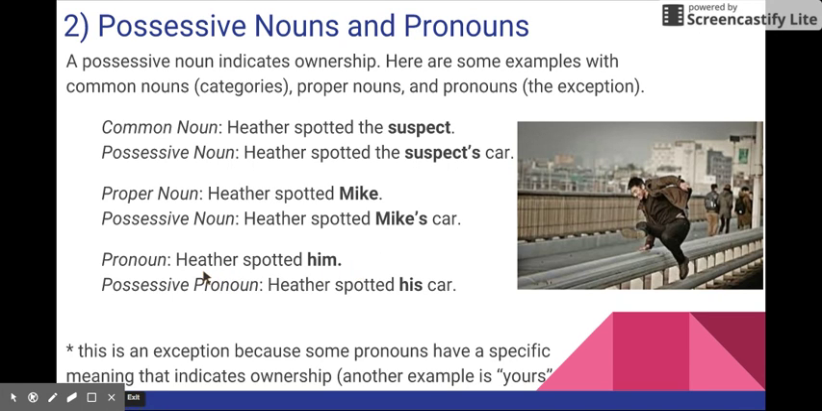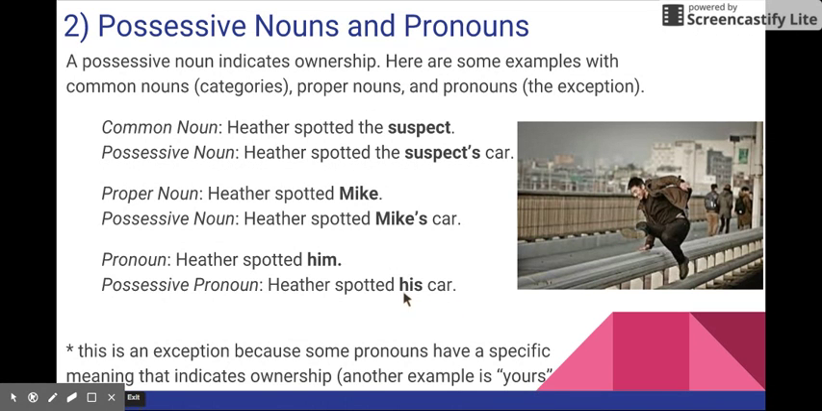There's a pronoun here. Heather spotted him. The possessive, though, is Heather spotted his car. And that could change with each pronoun that you use. For example, I could say, I saw your car. Okay, so I know that vehicle is yours. However, if I were to say that car is yours, you would just add the S. You don't need an apostrophe.